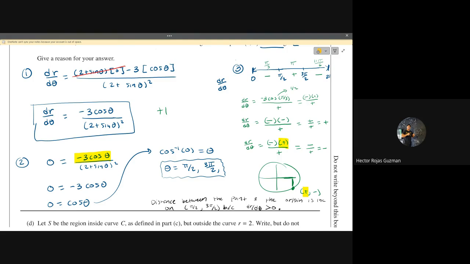That's it. When you put your interval, make sure you put it in parentheses and not in brackets. The endpoints are not included. The endpoints are critical points. The endpoints make your derivative 0, not positive. You could lose the point if you put a bracket. Okay.